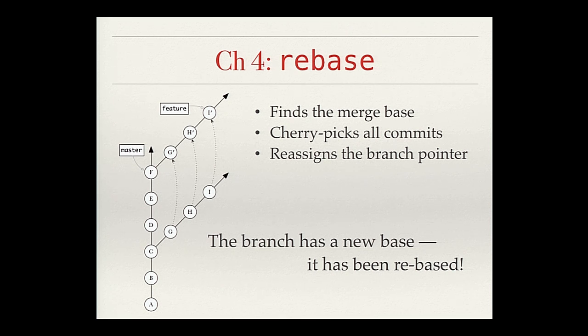So the branch that you were working on now has a new base off of master. That's where the term rebase comes from. The branch has been rebased. And that's really all it does. It's just a series of cherry picks. So when you understand the architecture behind Git, these things become much less scary and much more understandable.